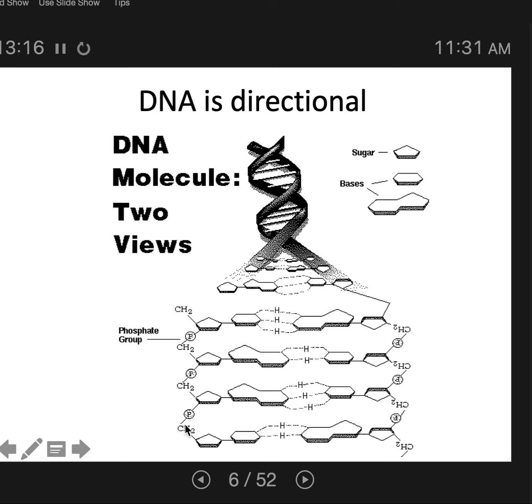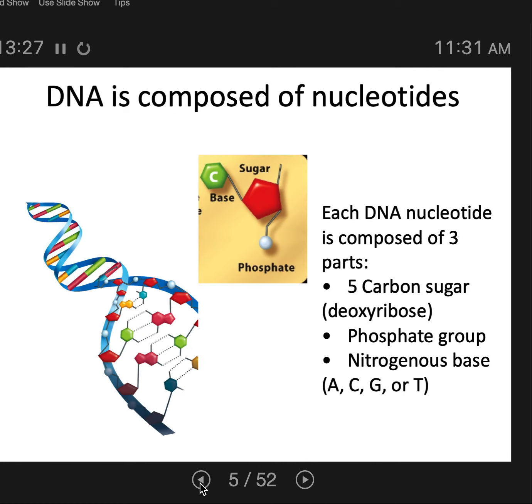So you can remember that the 5th carbon is attached to the phosphate group. So the phosphate group points to the 5' end. The sugar is on the side of the 3' end. Okay. So we can see that here too. Sugar, phosphate, sugar, phosphate, sugar, phosphate. So down here, this is the 3' end. Up on the top of the strand, that's the 5' end.